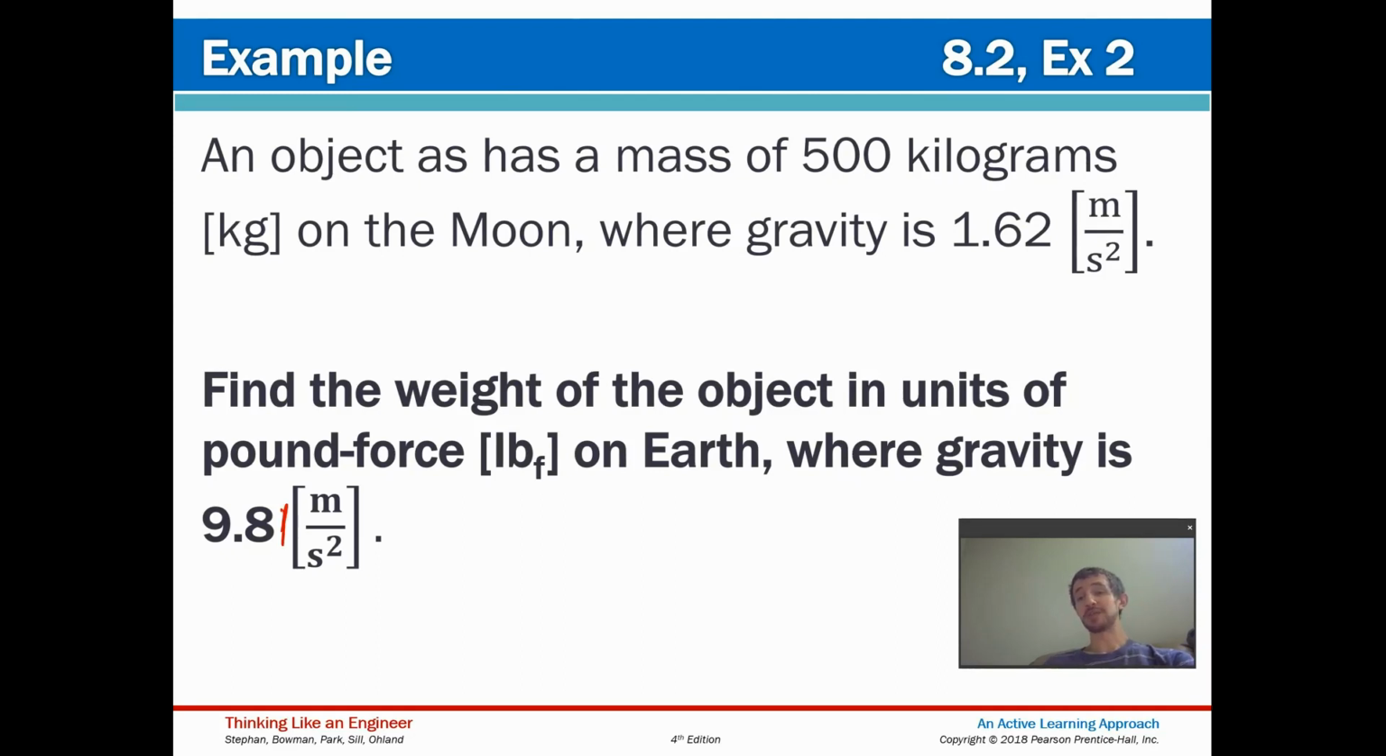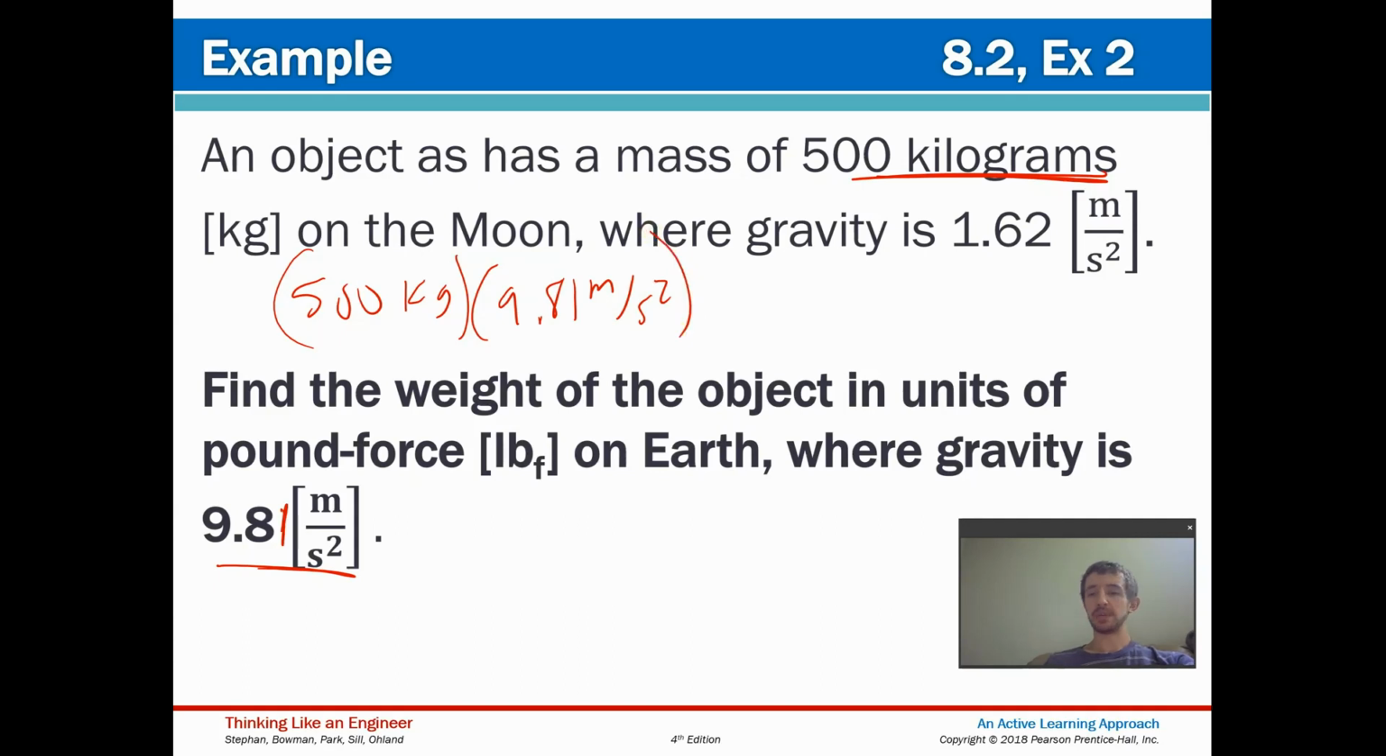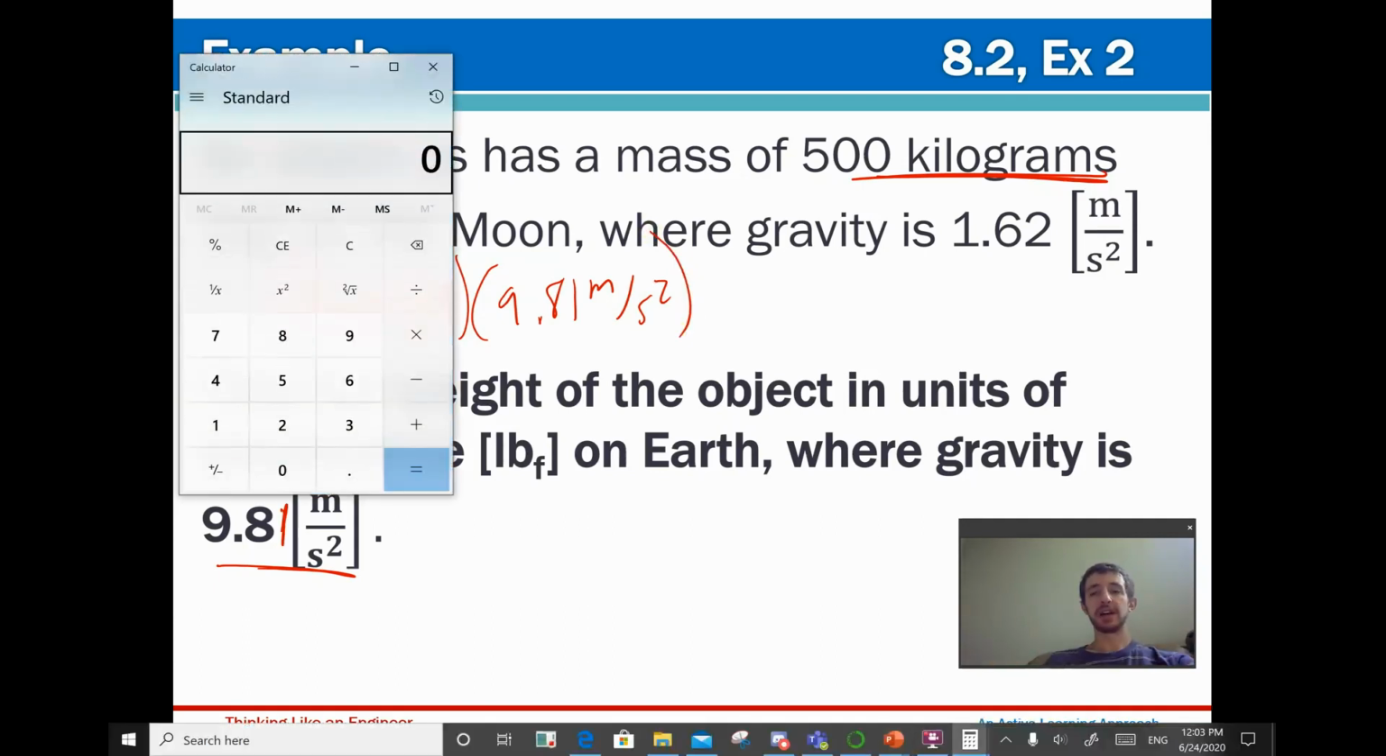Well, first off, let's calculate the weight on Earth in newtons. We have kilograms here. We have an acceleration in meters per second squared. That's all we need to get the weight in newtons. So if we do that, I go ahead and say 500 kilograms times 9.81 meters per second squared. And I'm going to pull up my calculator again because I am terrible at doing mental math. 500 times 9.81, 4,905.